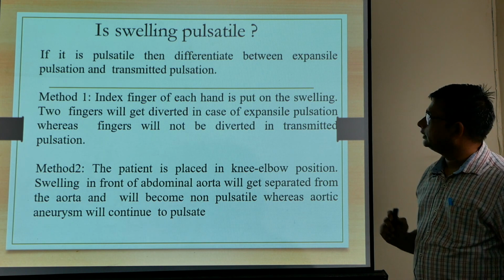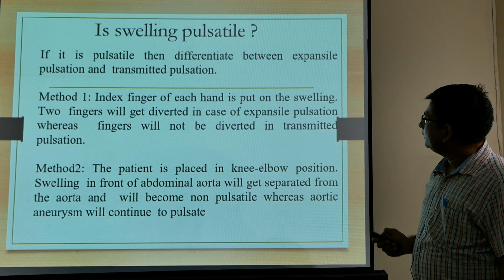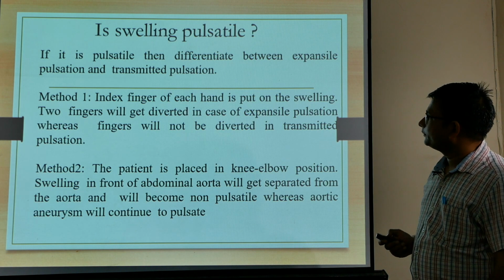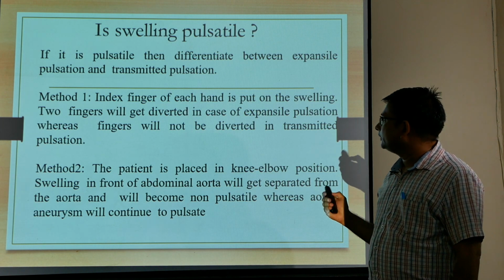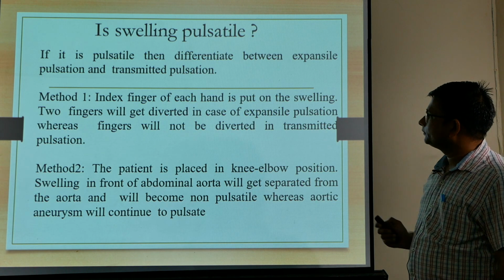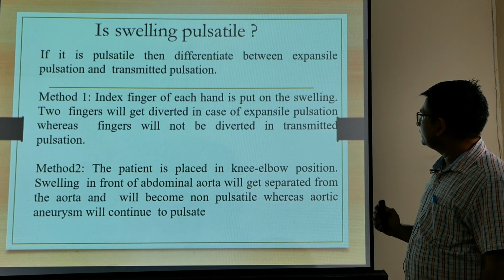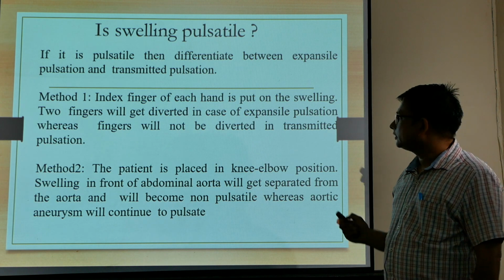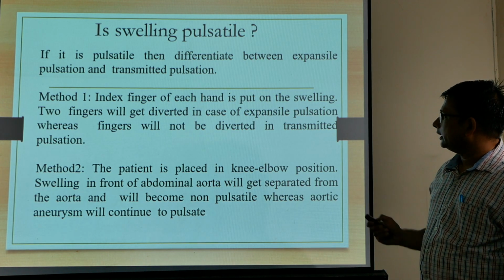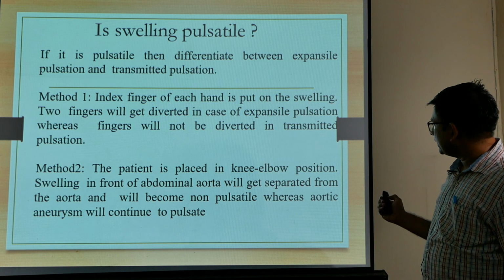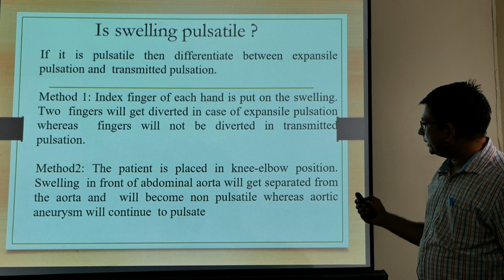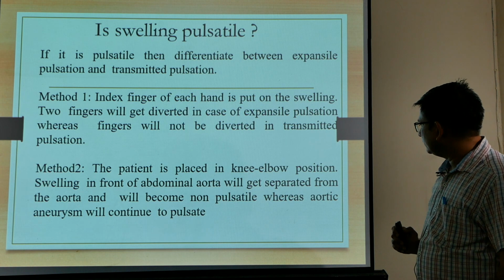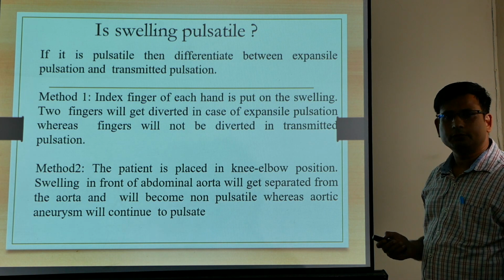Is the swelling pulsatile? If the swelling is pulsatile, then we have to differentiate between expansile pulsations and transmitted pulsations. First method, we will put the index finger of each hand on the swelling. The 2 fingers will get diverted in case of expansile pulsations, whereas the fingers will not be diverted in case of transmitted pulsations. In the second method, if the patient is placed in knee elbow position, the swelling in front of the abdominal aorta will get separated from the aorta and will become non-pulsatile, whereas an aortic aneurysm will continue to pulsate.